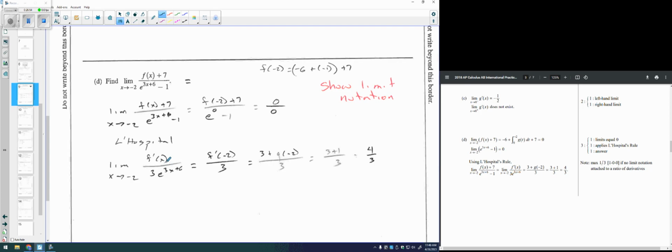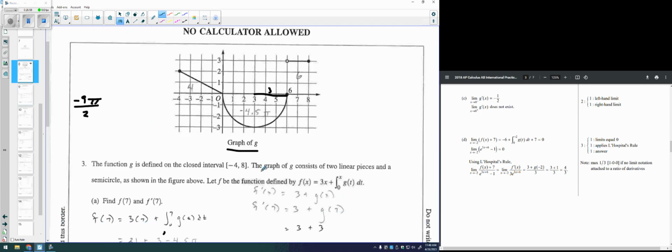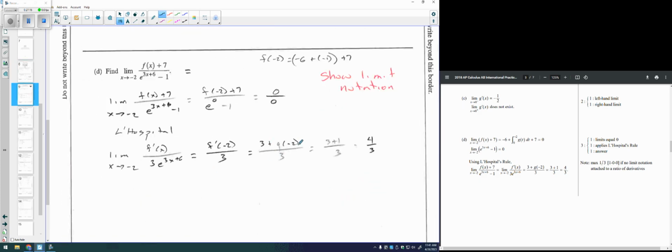Okay, so f prime of -2 goes back to my definition of f prime. And f prime is this guy right here. So f prime of -2 says 3 plus g of -2. So cruise over here, g of -2 is 1. So this becomes 3 plus 1, which equals 4. And the bottom, when I plug in a -2, 3 times the -2 is a -6. -6 plus 6 is 0. E to the 0 power is 1. And 3 times 1 is just 3. And so I get 4/3.